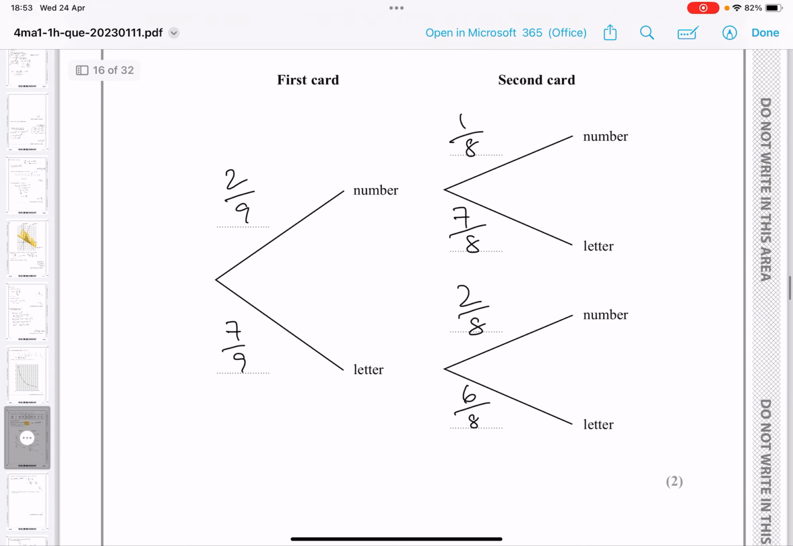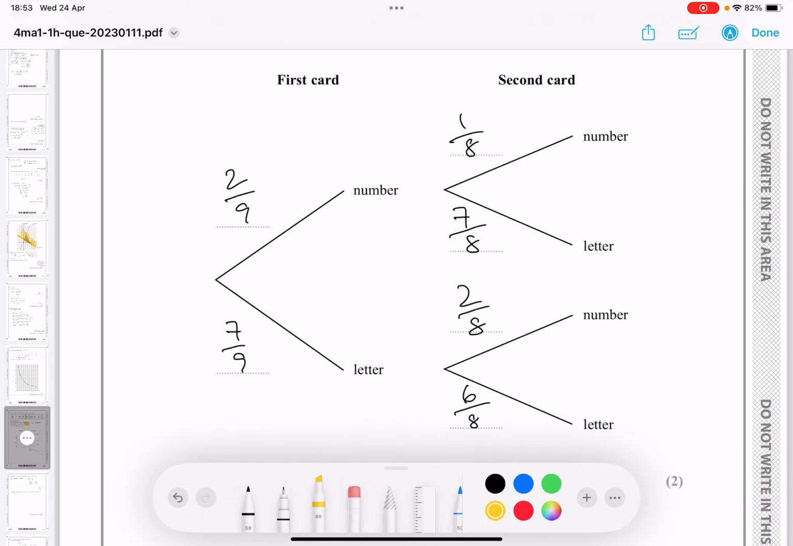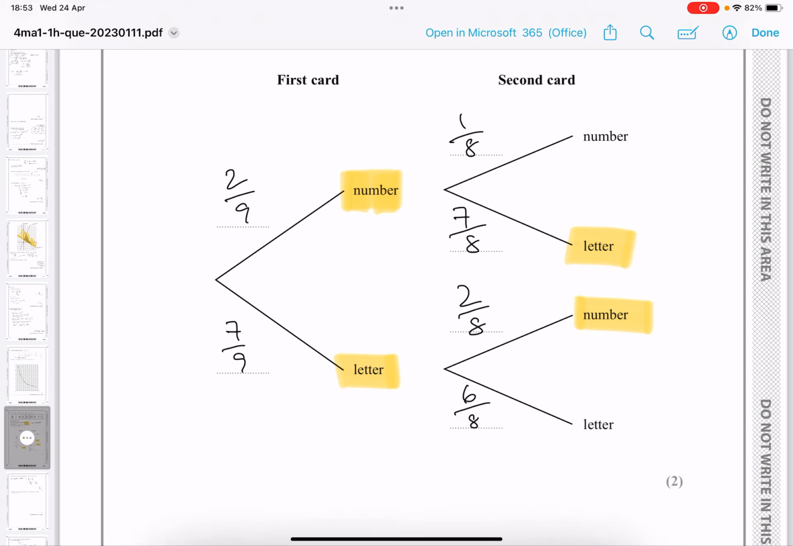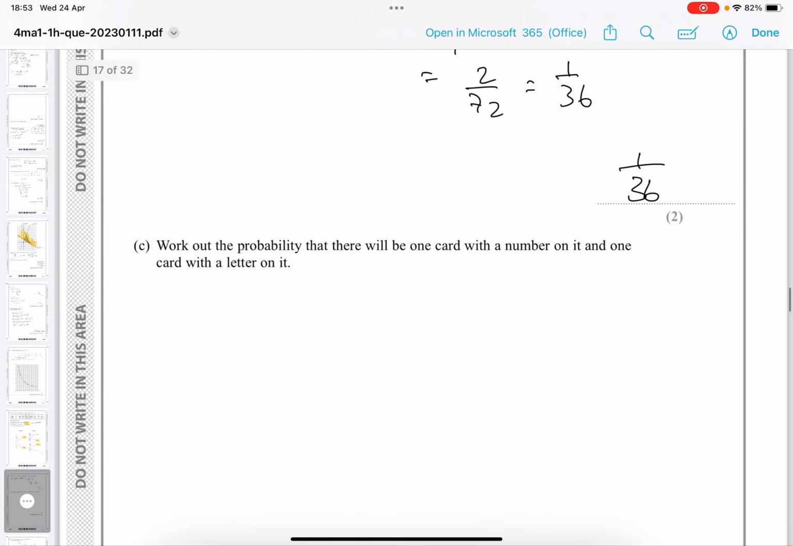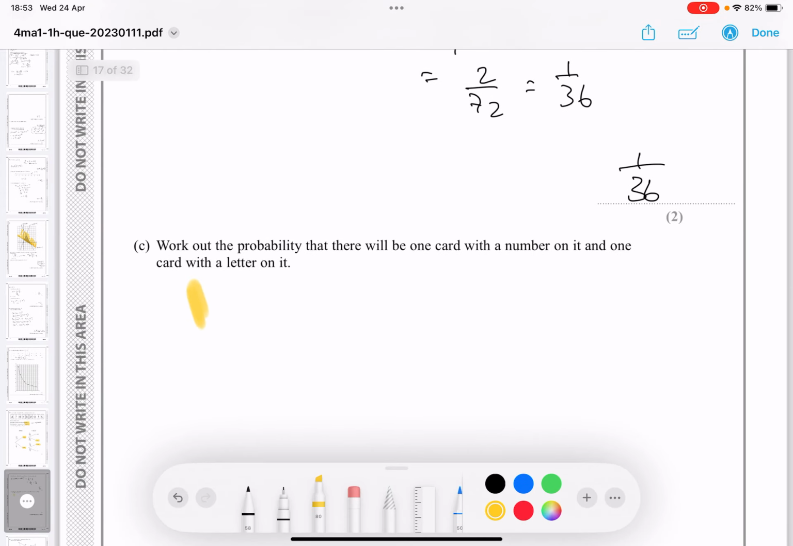You can either get a number on the first go and a letter on the second go, or you can get a letter on the first go and a number on the second go. Either way, you're still getting a number once and a letter once. So you have to make sure you do that probability twice. So let's write that down here.